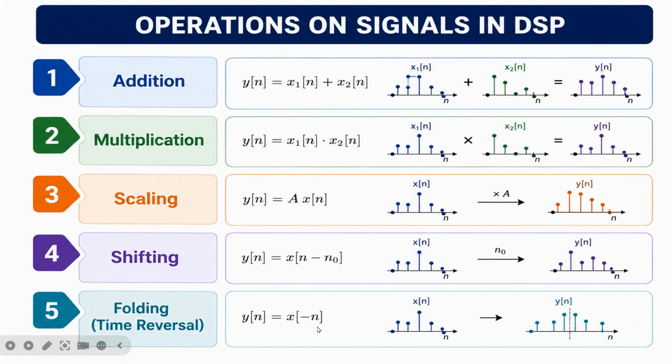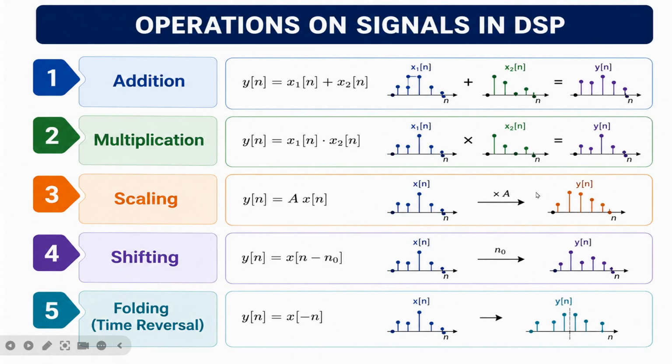These are the mathematical equations which define these operations, and these are the signals which we have taken. Here we have taken x1 and x2 to add, and this is the resultant signal. Similarly, here you have x1 and x2, and we are multiplying them to get the output y of n.